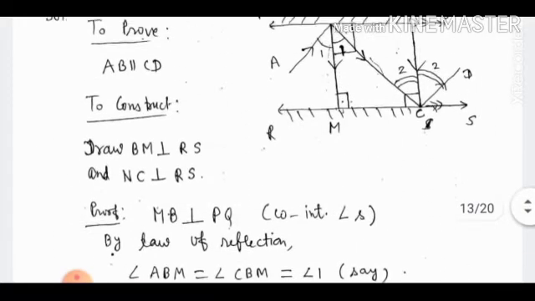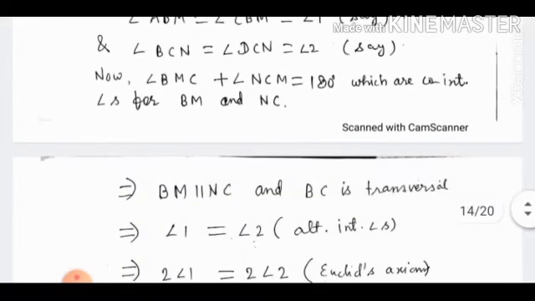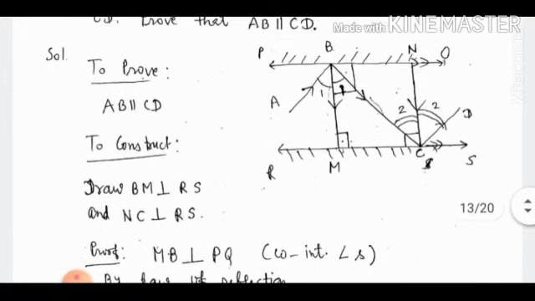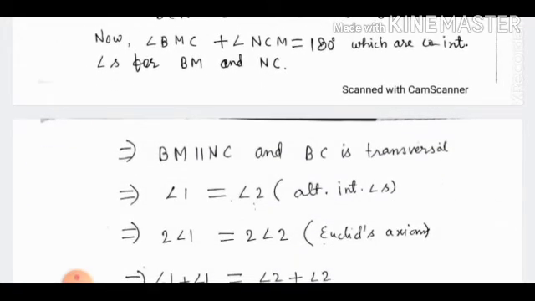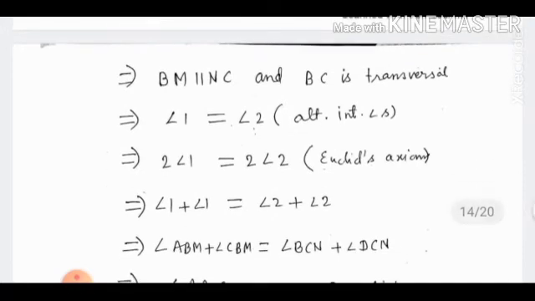Now BM is parallel to NC and BC is the transversal. This implies that angle 1 is equal to angle 2. This implies that 2 angle 1 is equal to 2 angle 2, by Euclid's axiom. 2 angle 1 can be written as angle 1 plus angle 1, and 2 angle 2 can be written as angle 2 plus angle 2.